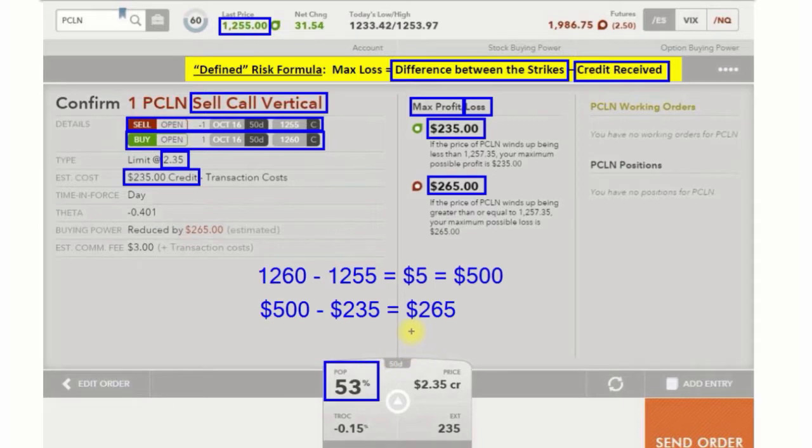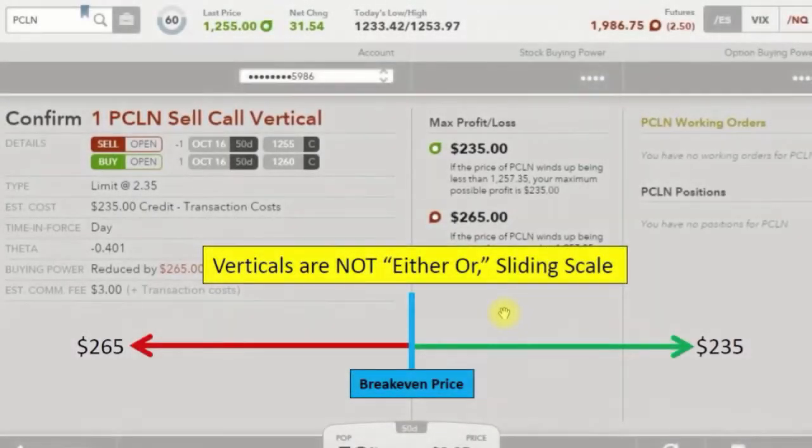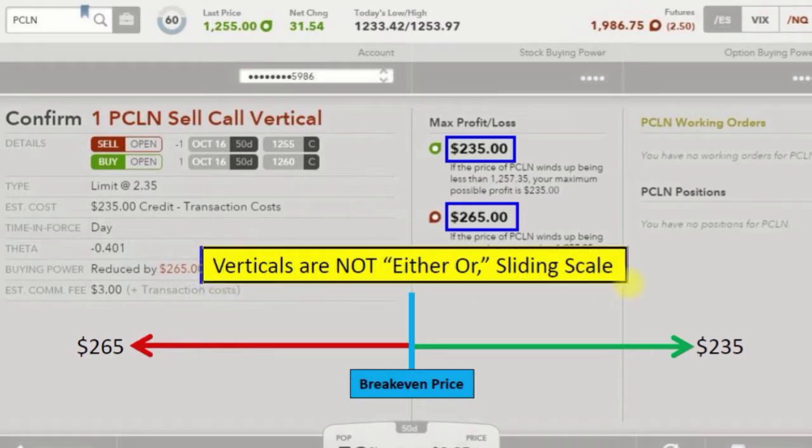That is basically selling a call vertical and how it's broken down. So I also think it's important to understand how the profits and losses work for verticals, because this might look confusing to somebody that's never seen it before. You might say, Cal, I'm risking $265, but the most I can make is $235, which means looks like I can never make any money with this trade. But it's important to realize that verticals are not an either-or scenario. It's a sliding scale. So what happens when we sell a call vertical?